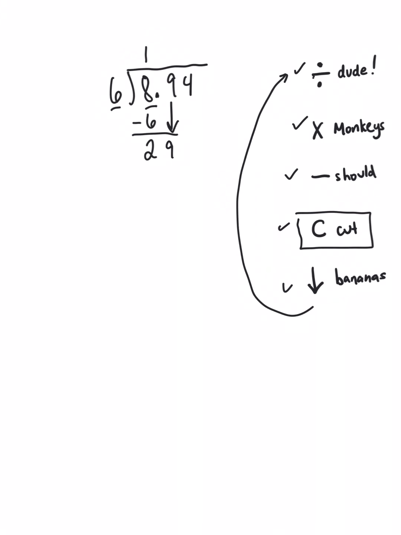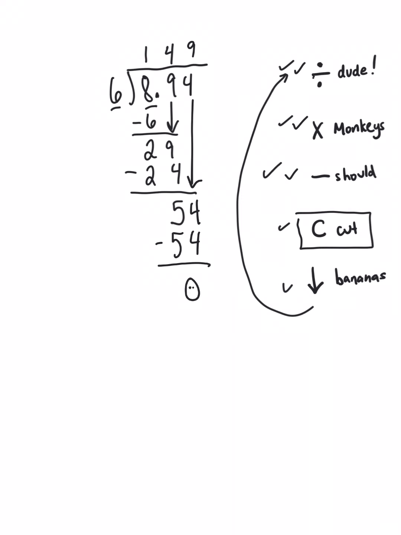can't quite do 6 times 5, so I'm going to have to do 6 times 4, which is 24. Let's see. Subtract. Now I need to compare, so 5 is less than 6, so I can keep going. Bring down the 4, and 6 goes into 54 9 times. So no remainder for this one. Now I just bring my decimal point up, and my quotient is 1 49 hundredths.